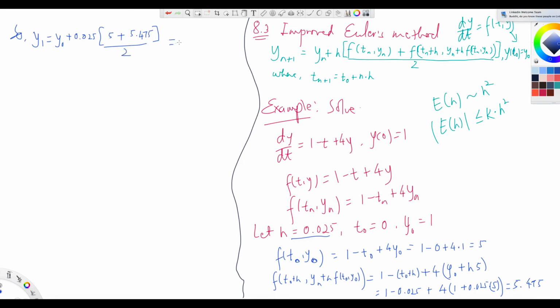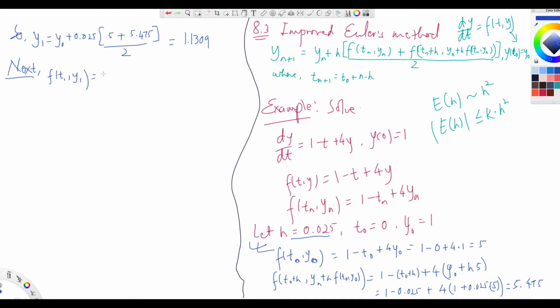So if you simplify that, you will get 1.1309. This is what you will get. Now you continue that process, right? So what you do next is you will find out f of t1 y1, right? You just continue from here.